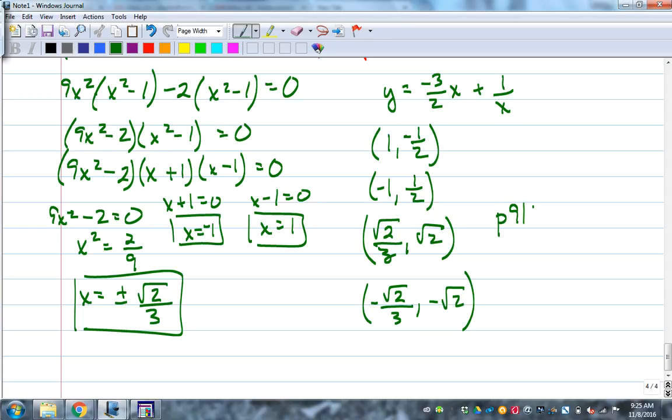On tomorrow's workday, page 910, 5 through 53.